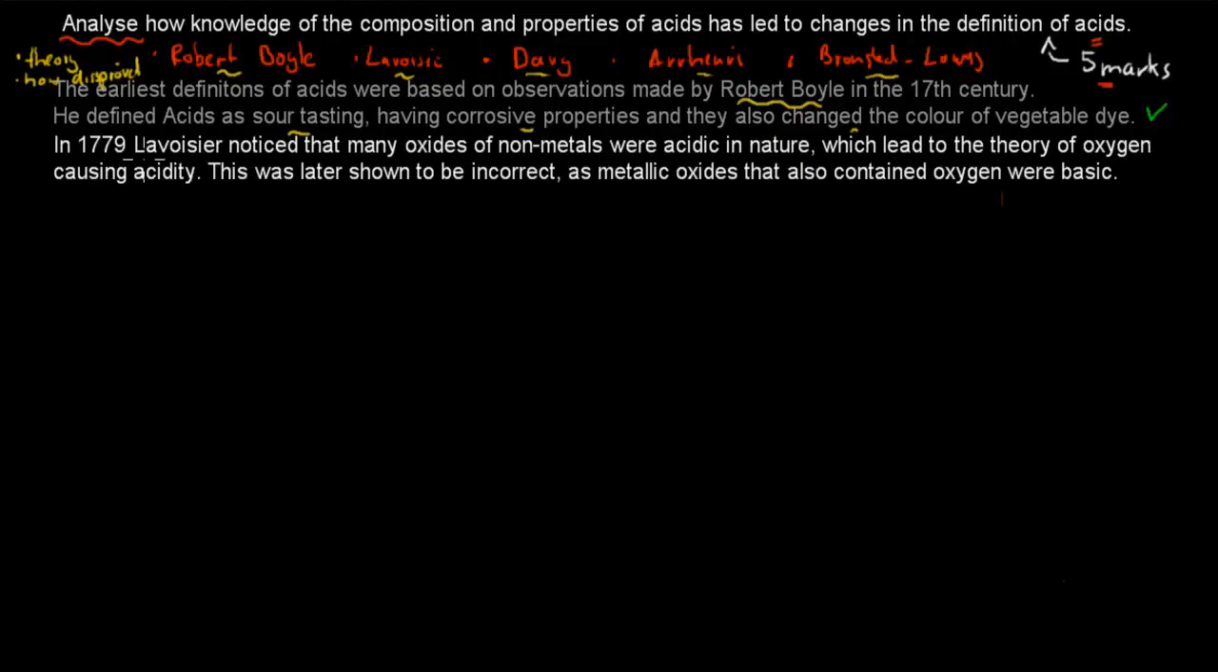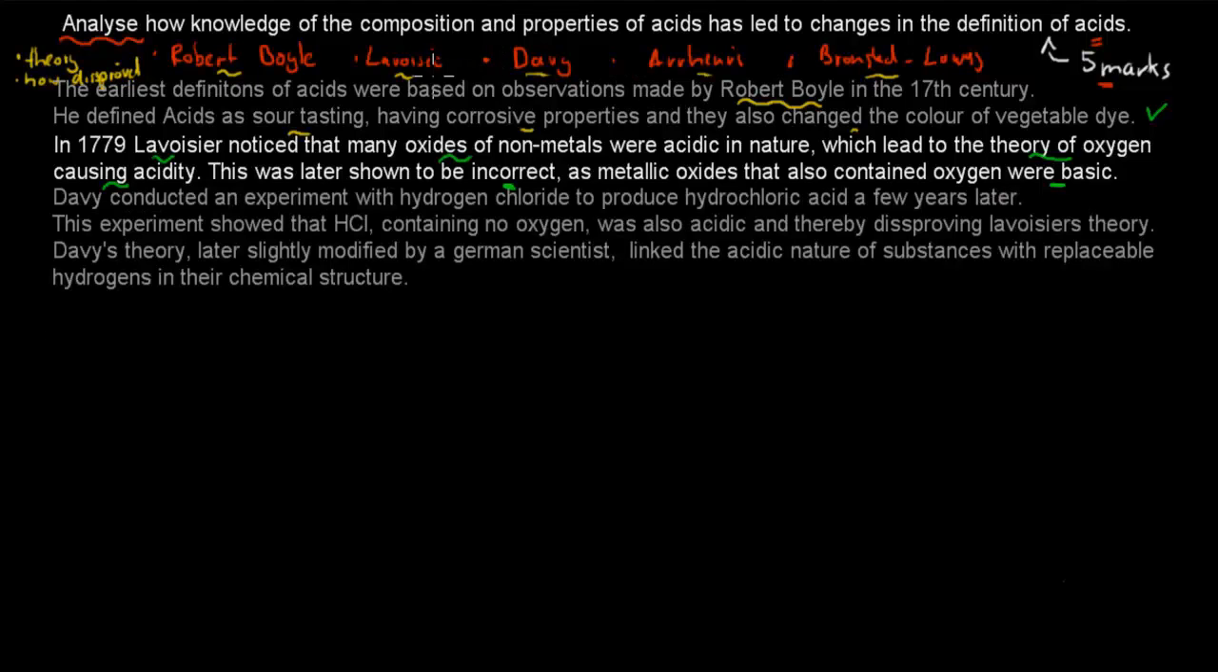In 1779, Lavoisier noticed that many oxides of nonmetals were acidic in nature. That observation led to his theory of oxygen causing acidity, the oxygen theory of acids. This was later shown to be incorrect, as metallic oxides that also contained oxygen were basic. So we talked about the theory here, and then why it was incorrect, and that leads into the next person.